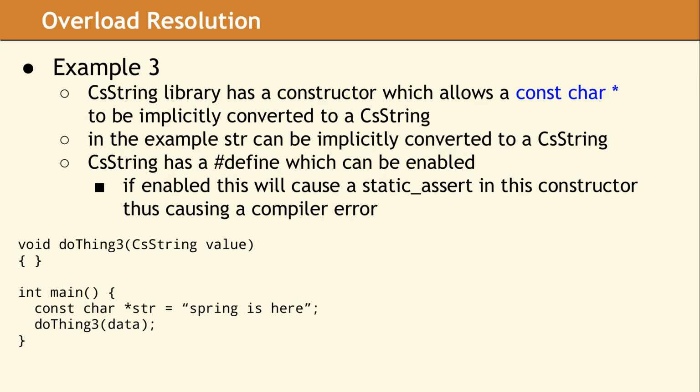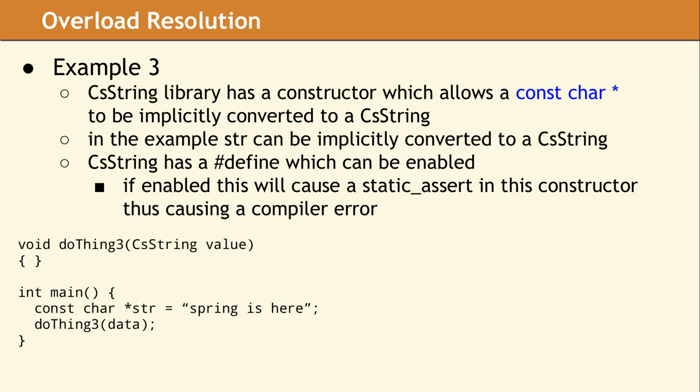A const character star is referred to as a C string, which is not the same as a string literal. A string literal, or a quoted string, is an array of characters. Our CS string library has a constructor to convert a C string to a CS string. This constructor is a templated method of a template class. There's an enable if in the declaration of this constructor to ensure the T can only be a const character star or a character star.